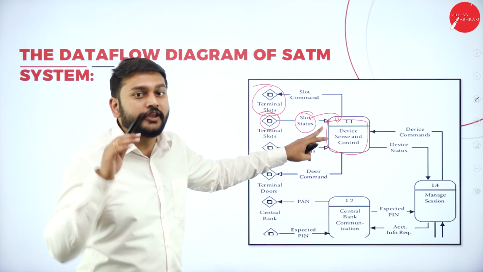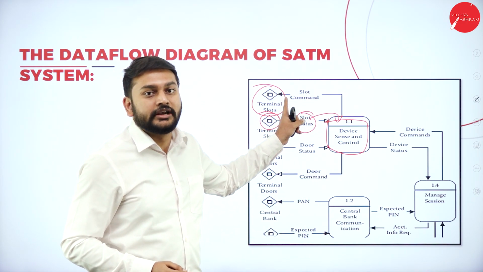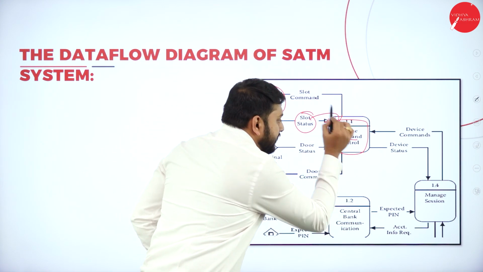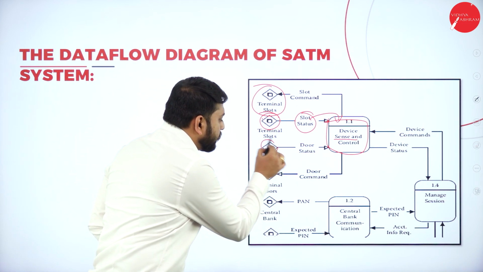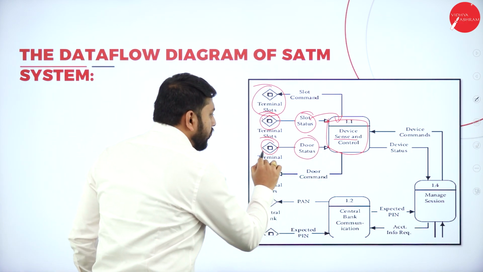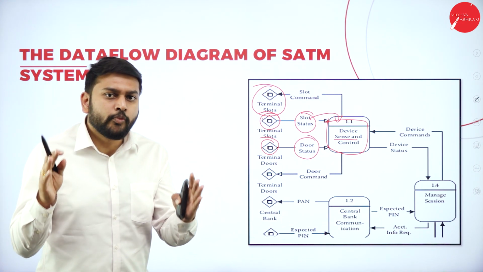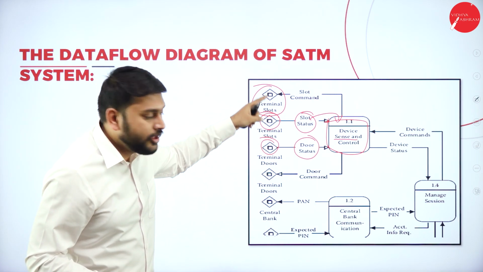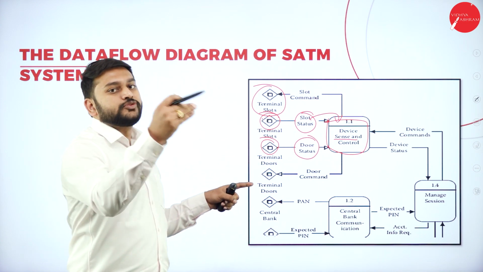You need to observe and think about how exactly the data is traveling. From here, the data goes to the terminal slot, and from the terminal slot, the data comes to the device sense and control. Then the next one I have is terminal doors. The door status is coming to the device sense and control. There is a module called device sense and control, with the terminal slot and the terminal doors, so I will be getting the status of both doors as well as slots.